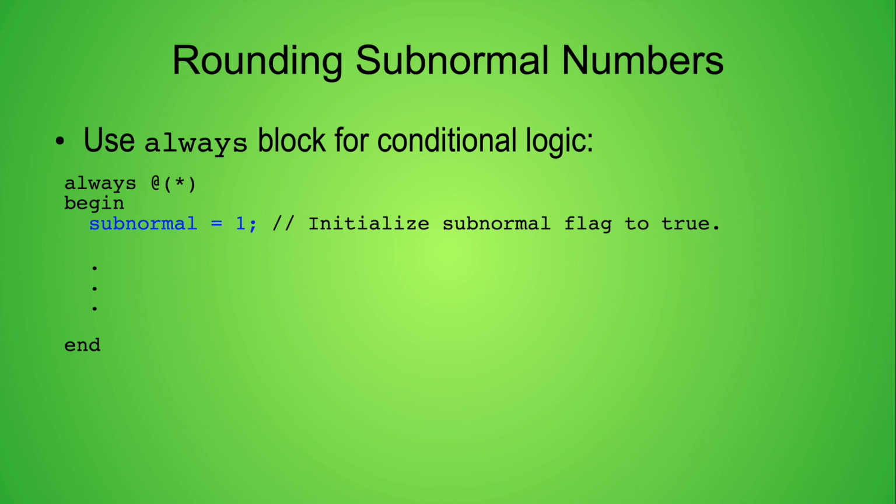Before moving on to the conditional logic, I have set the subnormal flag to 1. I could just as easily have set the flag to 0. But since there are 3 subnormal cases and only 1 normal case, it seems sensible to make subnormal true by default.